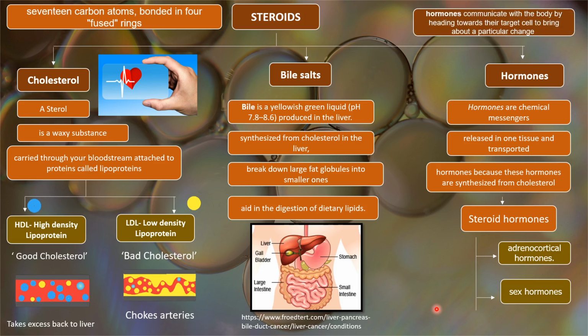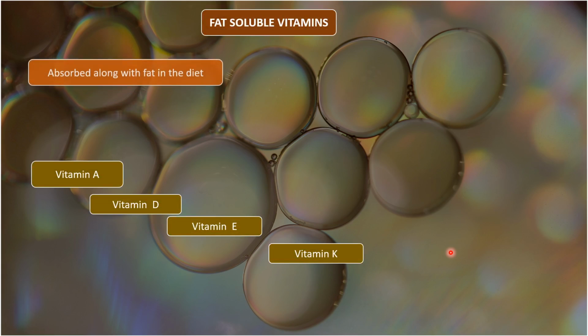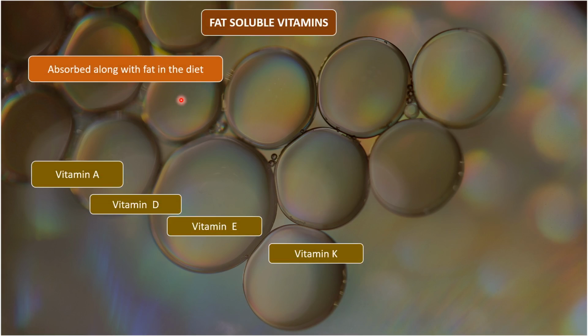So now we move towards the last part, which is fat soluble vitamins. But before that, hormones are actually the ones that communicate with the body by heading towards their target cell to bring about a particular change. So whenever a particular change has to come, the hormone will communicate with your body so that the particular change can be carried out in the target cell, right? So now we move towards fat soluble vitamins. Fat soluble vitamins are absorbed along with fat in the diet.